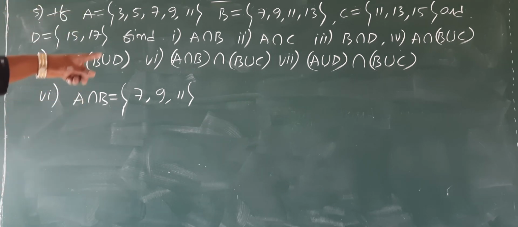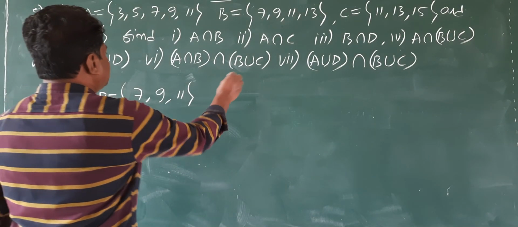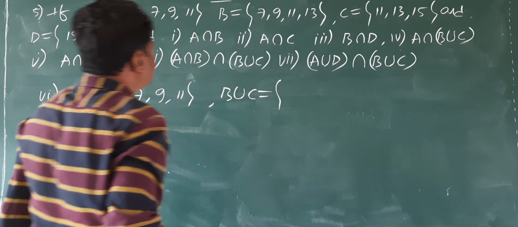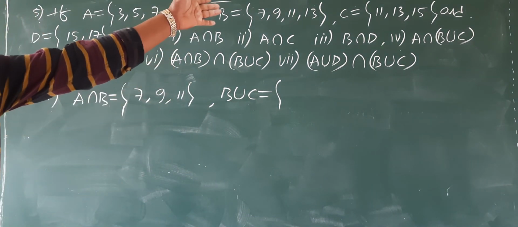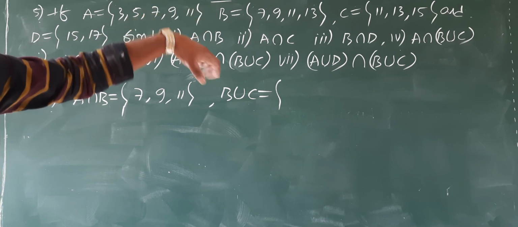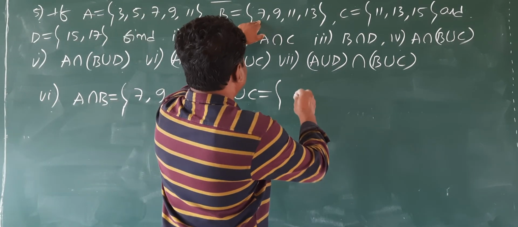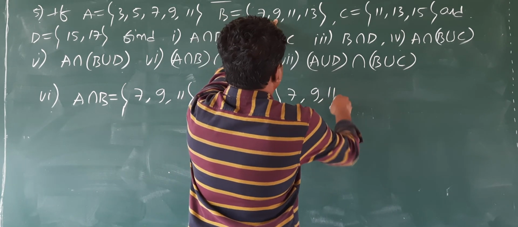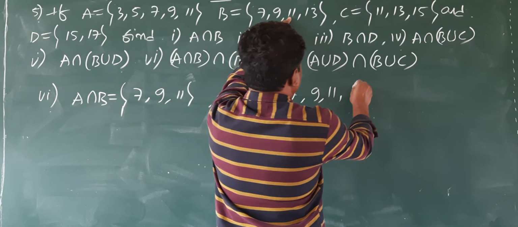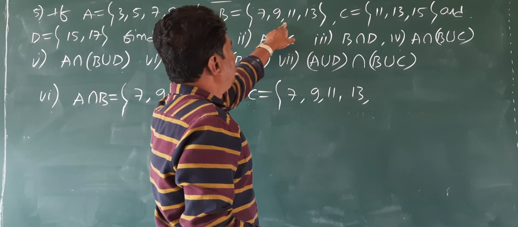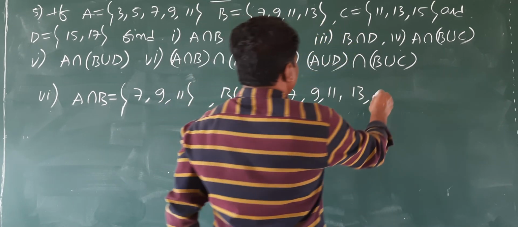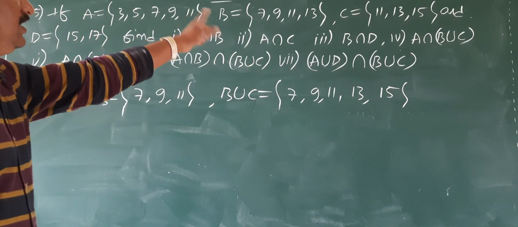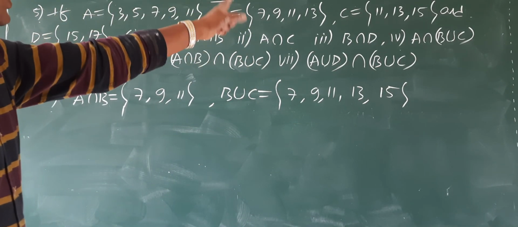So that is A intersection B. Next, B union C. Union means uniting, collecting all: 7, 9, 11, 13, 15. So B union C is 7, 9, 11, 13, 15.